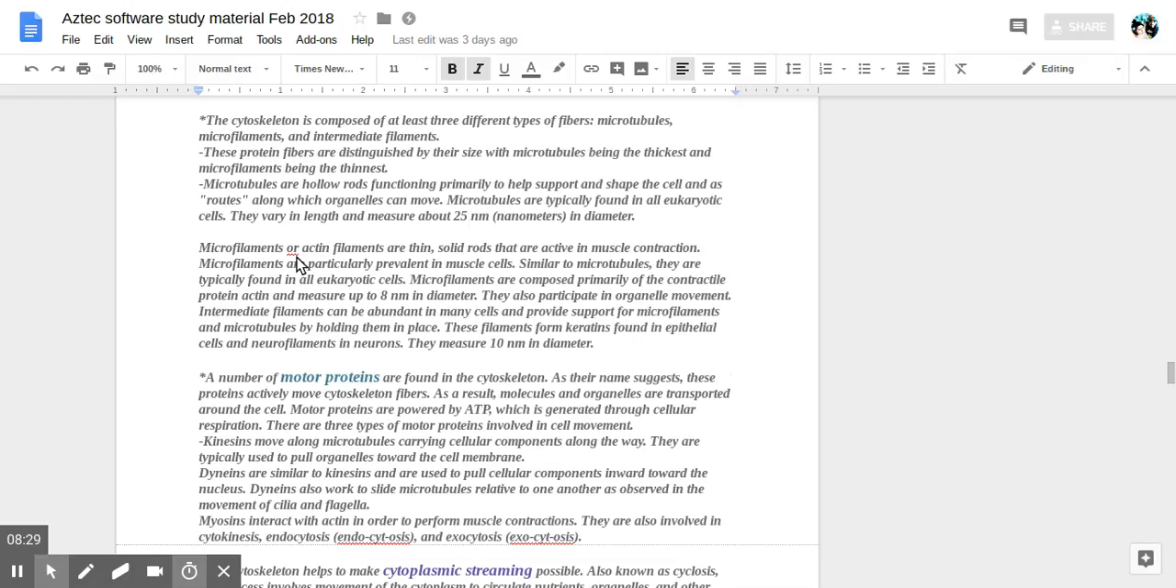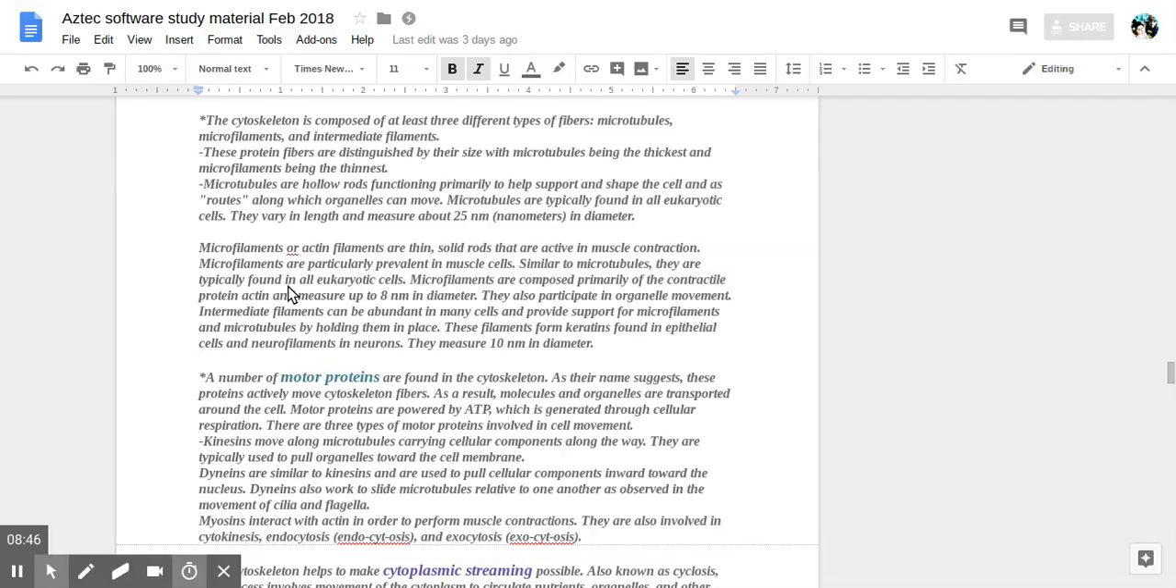Microtubules are hollow rods functioning primarily to help support and shape the cell, and as routes along which organelles can move. Microtubules are found in all eukaryotes. They're about 25 nanometers in diameter.